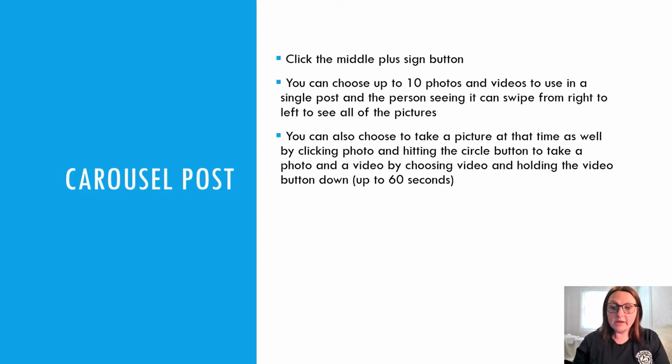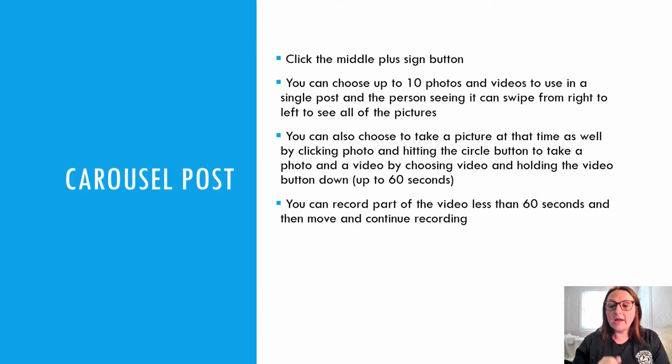So if you want to take a video, you would choose the video button and then you would hold it down. When you hold it down, you'll see it actually will kind of go around like a clock. And then you can do that for up to 60 seconds for a video. And then you can actually record part of a video. So you can start recording it and then you take your finger off as long as it's less than 60 seconds. And then you can move to somewhere else and you can start recording again. It's a great thing that Instagram has now.